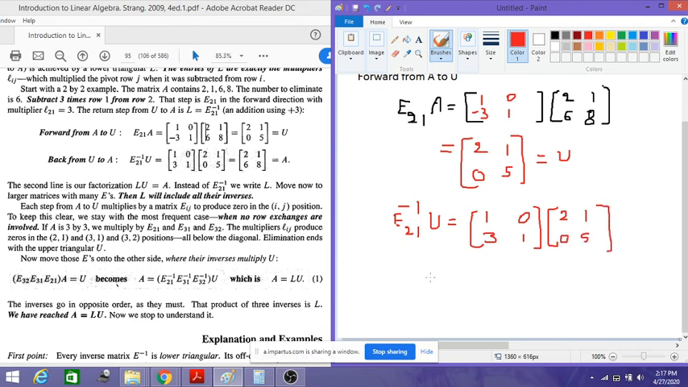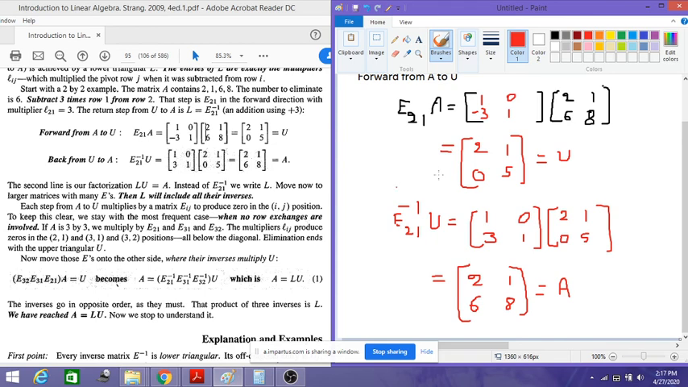Now let us multiply this. What do we get here? I'll get back my first row as it is, and the second row is 3 plus 3 into 2, that is 6. I'll get back my 6 here, and here I'll get 3 plus 5, which is 8. So we have perfectly got back our A matrix.